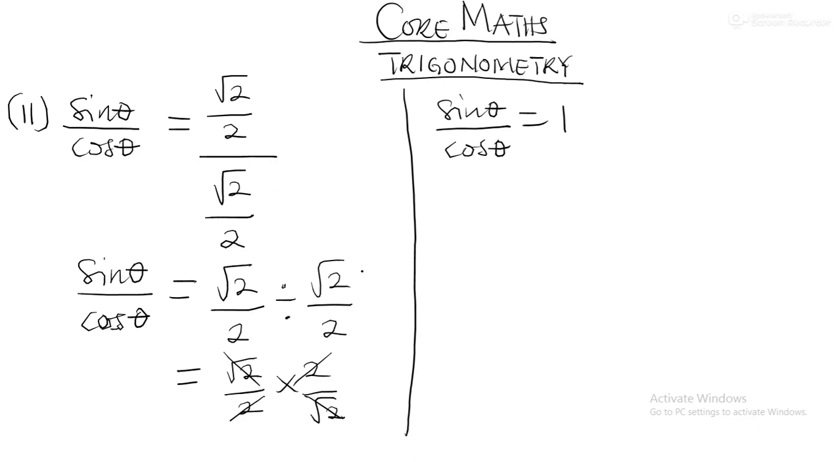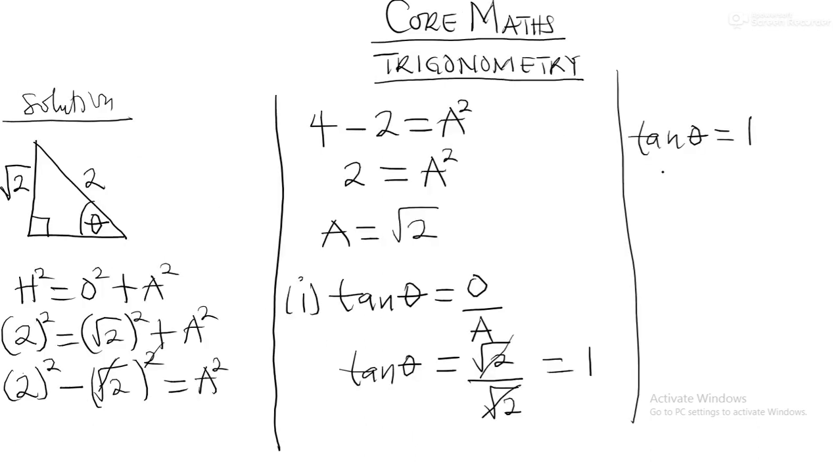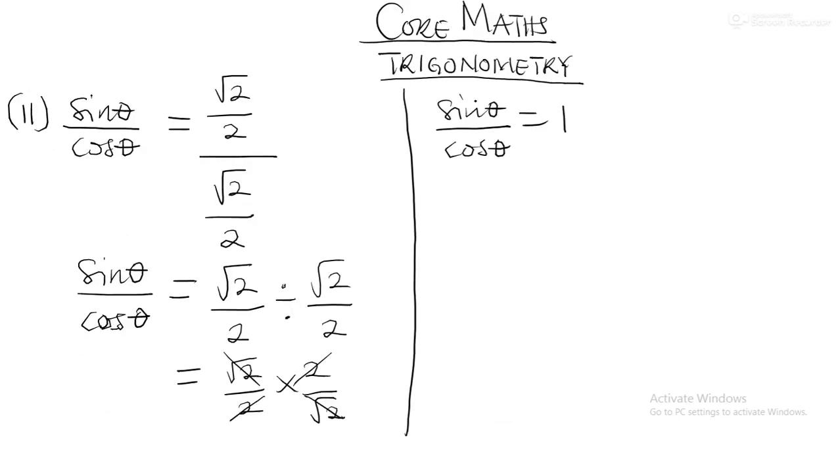Now let's observe something here. What did we get for tan theta? We got 1. And what have we gotten here? Sine theta over cos theta is also 1. So what does this imply?